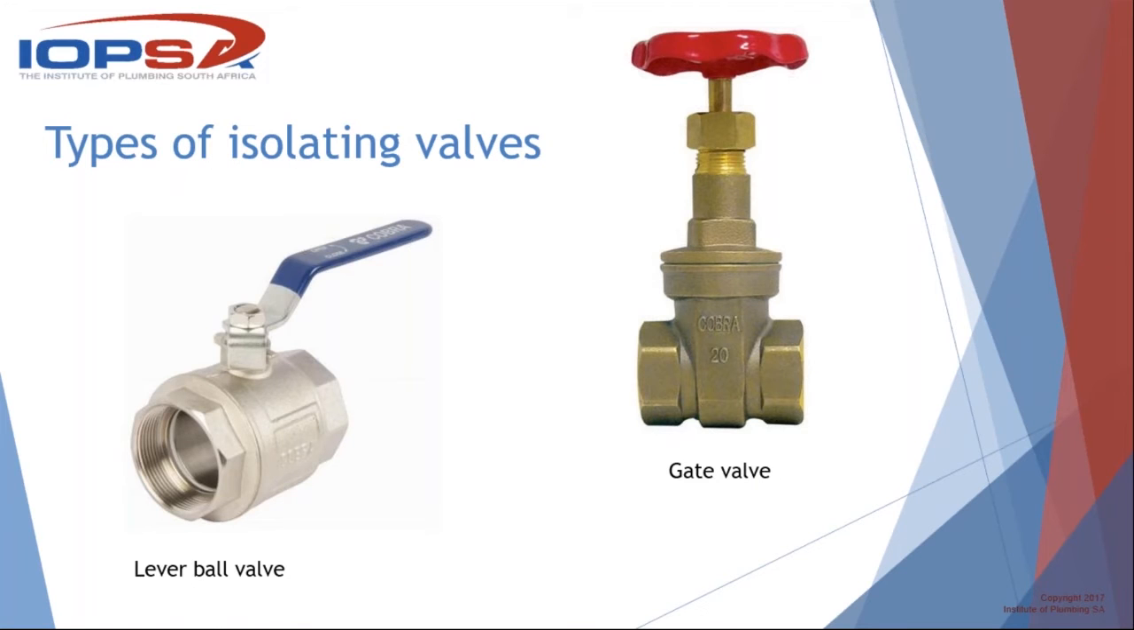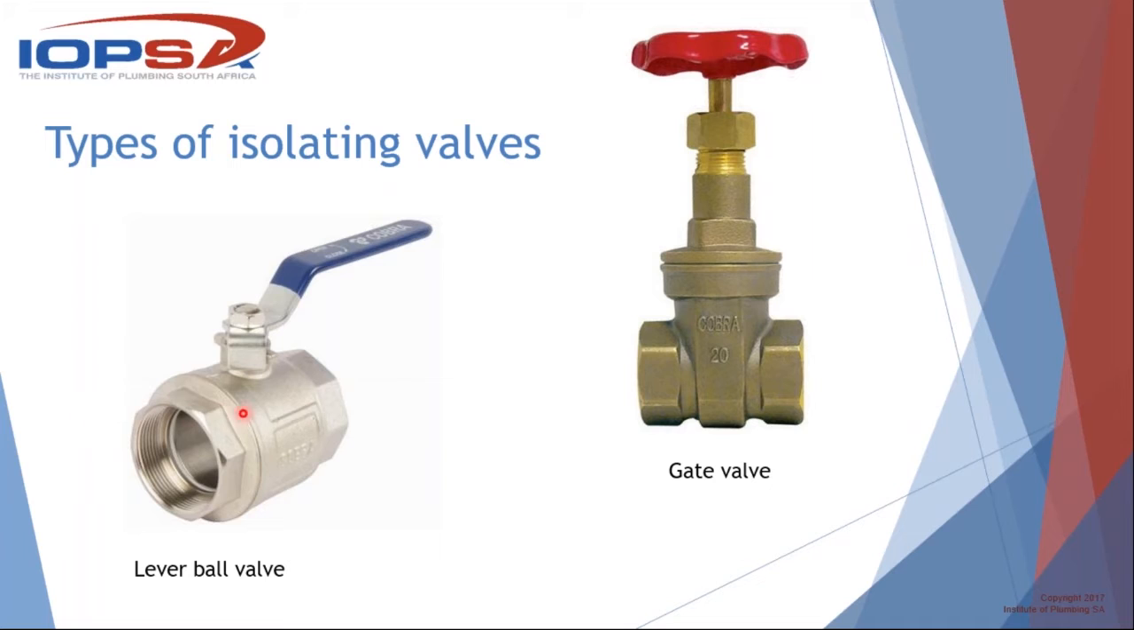Another example would be a solar system, where you would want to maintain or repair a particular part of that system, and you don't want to have to drain the entire geyser to replace the panel, so you need shut-off valves there, etc., etc. Okay, so that's the three main broad strokes purposes of isolating valves as I see it.